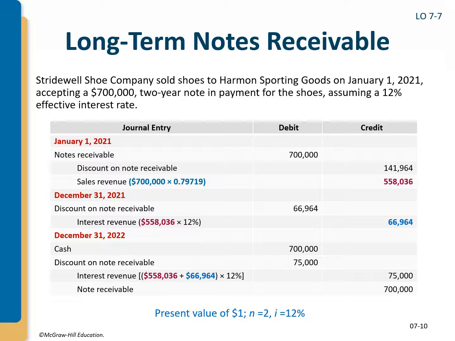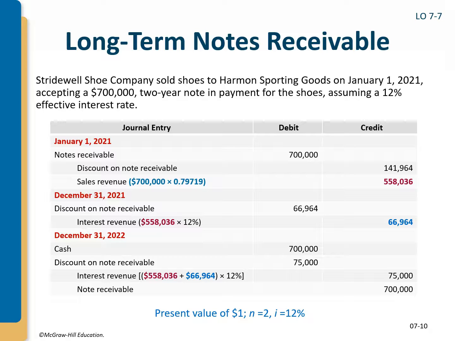Multiply that by your annual interest rate of 12%, so the $558,036 times 12%. So we're calculating interest on the balance of the notes receivable right now. Since we need interest for a full year, it's like we're multiplying that answer by 1. So we'll debit the discount on note receivable $66,964, and credit interest revenue. So that's how much of the interest revenue is recognized.